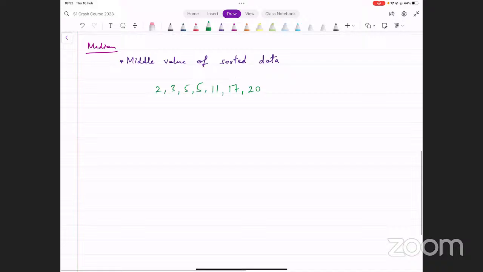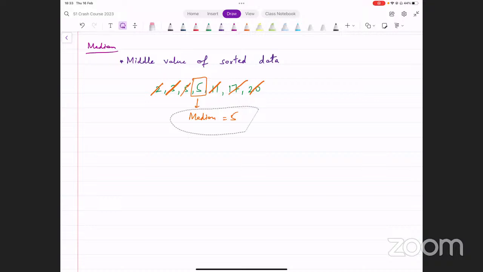One way to do this would be that you start canceling numbers from each side. So cancel one number from the right, one from the left, one from the left, one from the right, and so on. The number that you're left with in the middle, that is your median. So this number here, this is the median. So in this case, the median turns out to be 5. All right. So if it's a very small data like this is all that you have to do. Just cancel out the values on the sides and see what number you're left with in the middle.